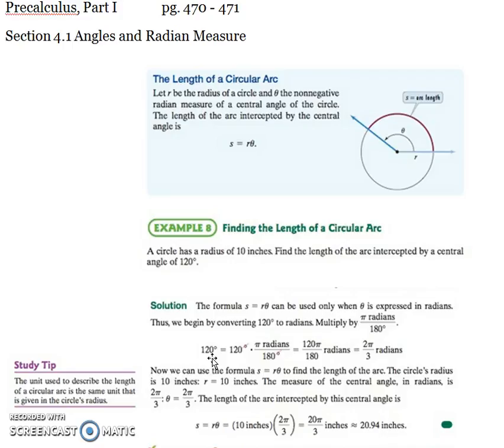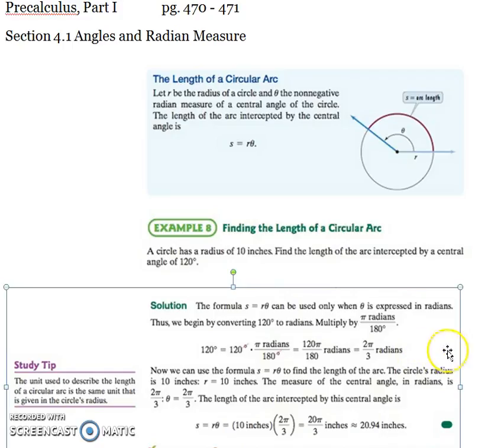Remember, if it's radians we want, that's what goes on top. So it's pi over 180. So it's 120 pi over 180. And if you reduce both 120 and 180 by 60, you get 2/3 pi radians.